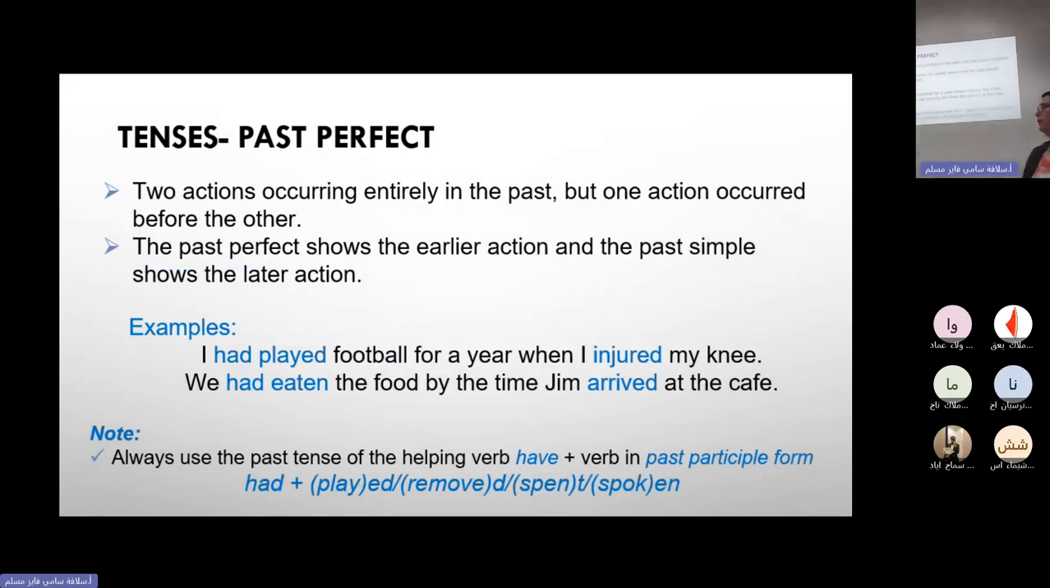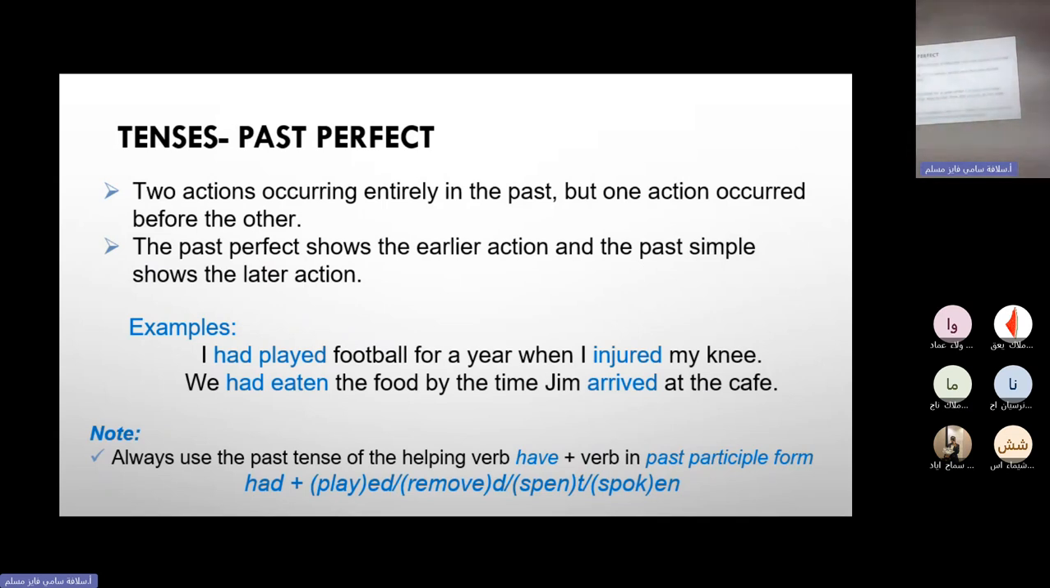Past perfect. Have we finished? No, here we did the present, sorry. Now the past. When do we use the past perfect? When two actions occurred entirely in the past, but one action occurred before the other. Both happened in the past, but one happened before the other, also in the past. The past perfect shows the earlier action and the past simple shows the later action. One is always in the past perfect and the other in the past simple, together.